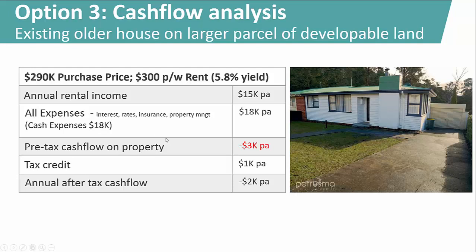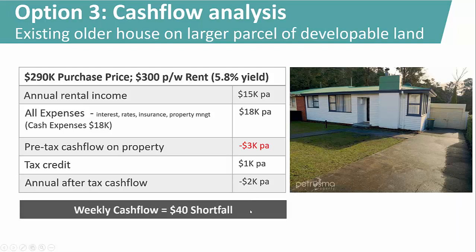So I've just included this example, which shows an investment property. You haven't bought it for $600,000. You've bought it for under $300,000, $290,000 in this case. It's renting for $300 a week. So in this example, rental income of $15,000 a year, expenses of $18,000, so it's losing $3,000 a year. Then you get a little negative gearing tax credit of $1,000 a year. So this property is costing $2,000 a year, which is $40 a week. So that's a very different scenario.